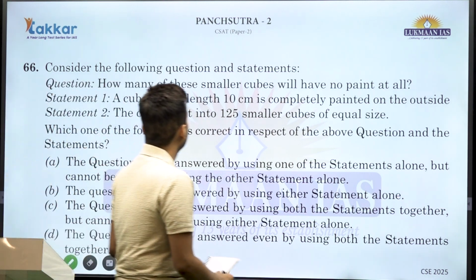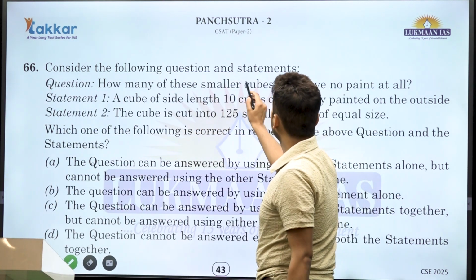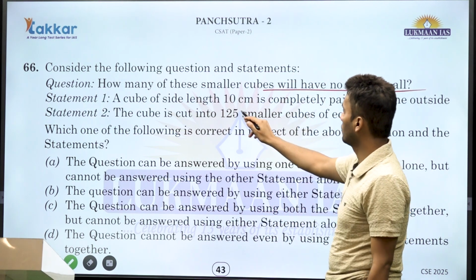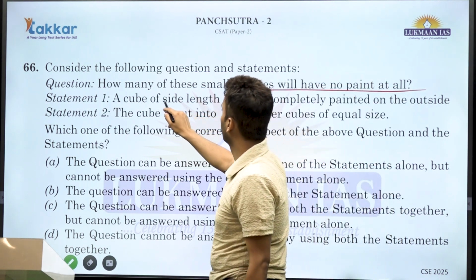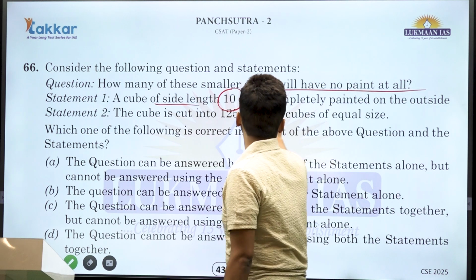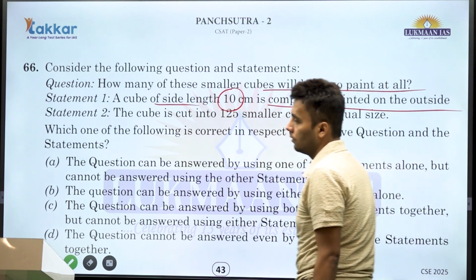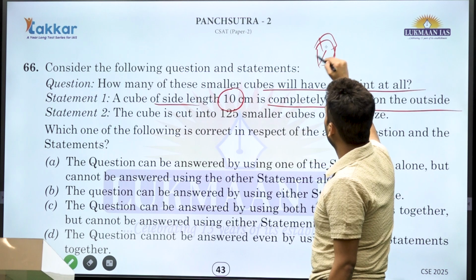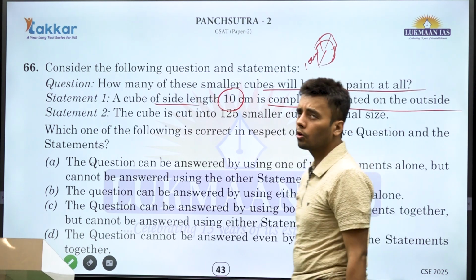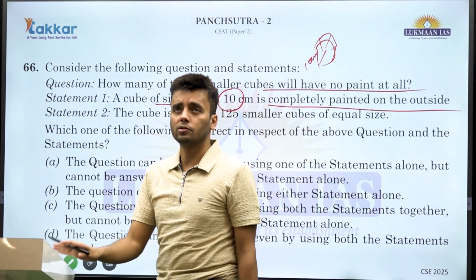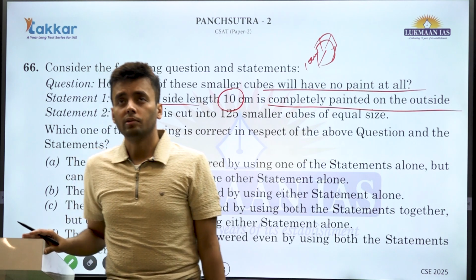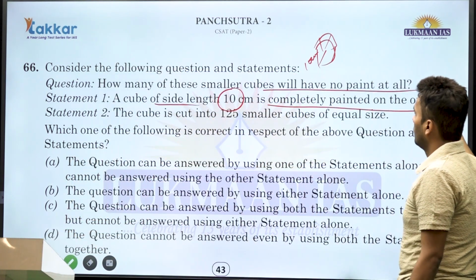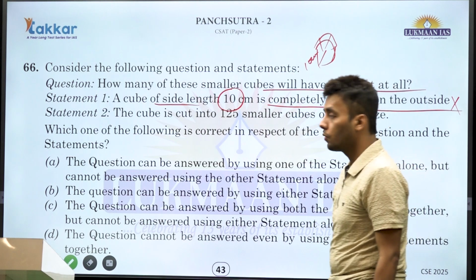Now let's see this question. How many of these smaller cubes will have no paint at all? So this is a cube question. Let's see the first statement. A cube of size 10 centimeter is completely painted on the outside. It is just giving us the size of the initial cube, 10 centimeter. We cannot deduce from this statement how many smaller cubes it has been divided into. So this alone is not sufficient to answer the question.